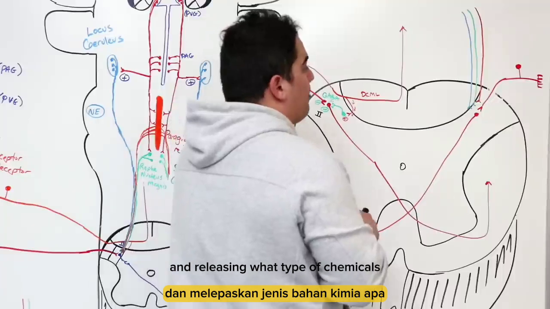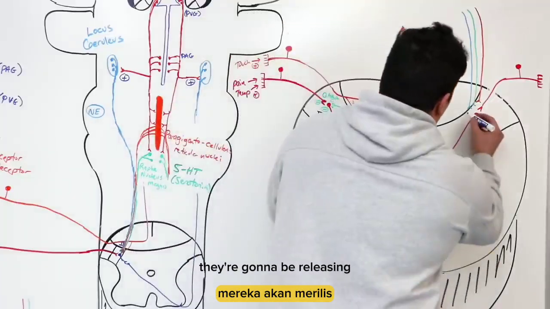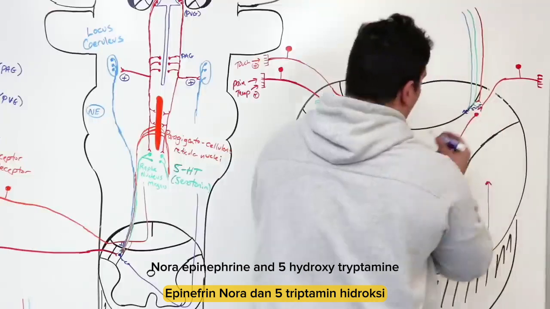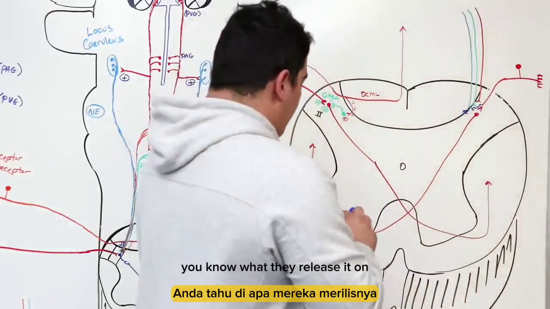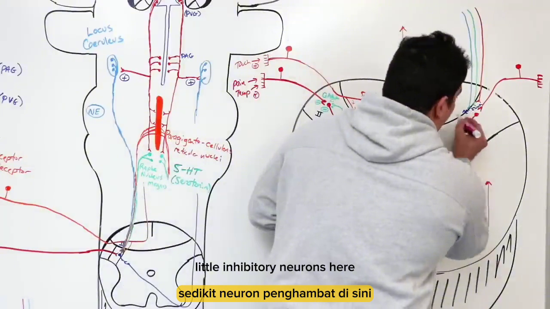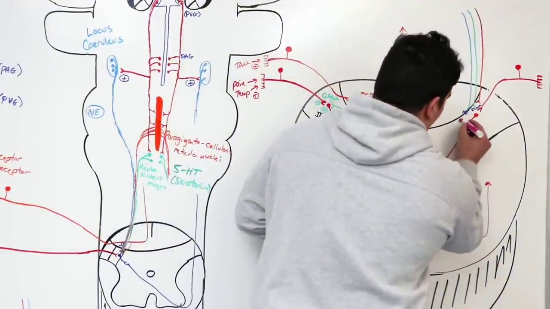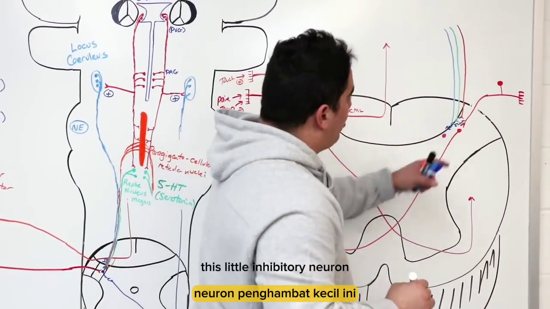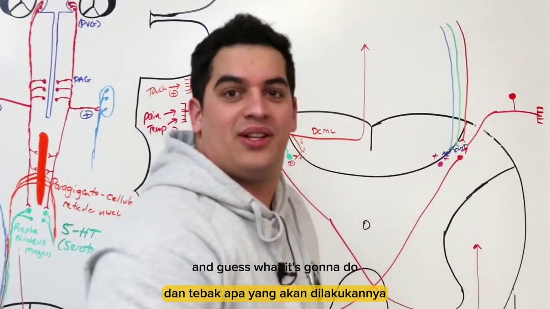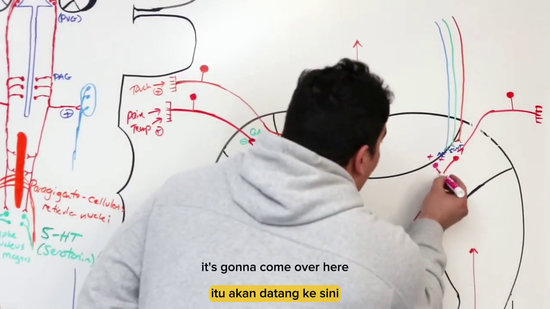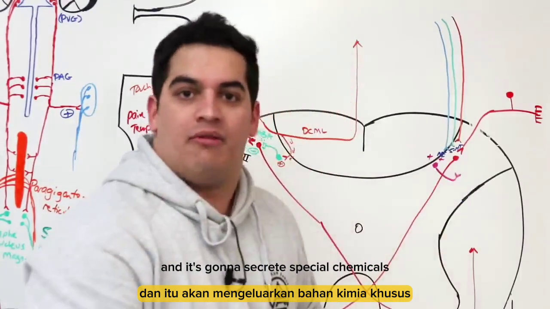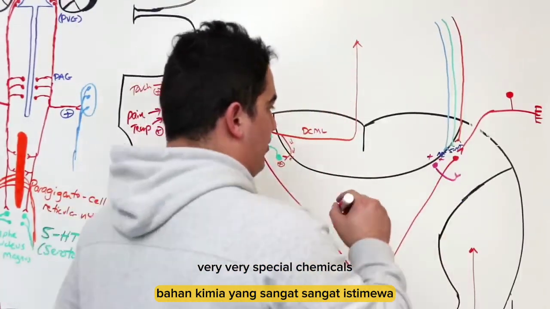and releasing what type of chemicals? They're going to be releasing norepinephrine and 5-hydroxytryptamine. You know what they release it on? There's little inhibitory neurons. Little inhibitory neurons here. Let's say it's right here. This little inhibitory neuron is going to be stimulated by the norepinephrine and by the 5-hydroxytryptamine. And guess what it's going to do? It's going to come over here and it's going to secrete special chemicals, very, very special chemicals.